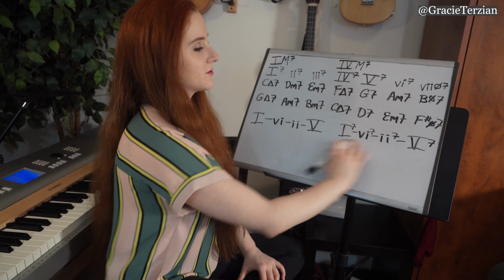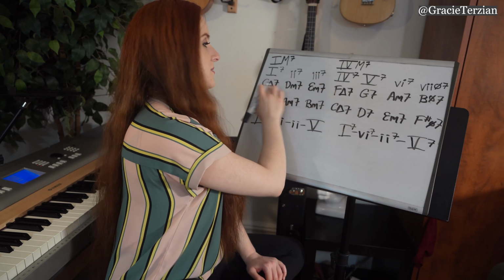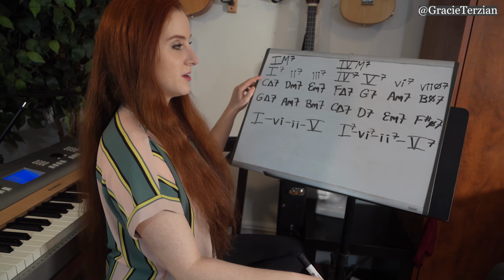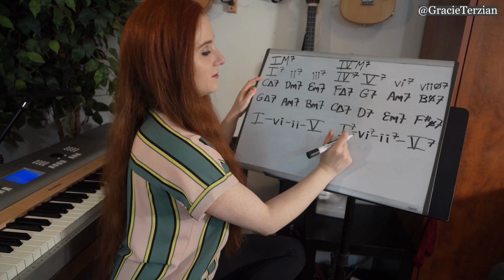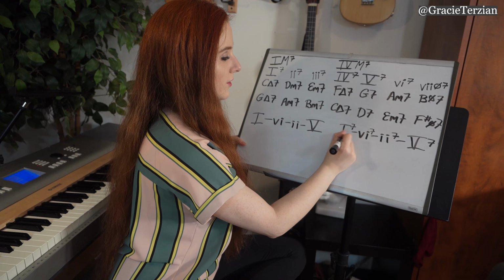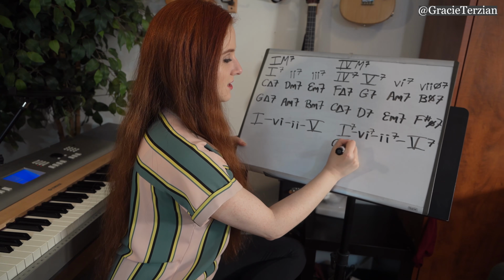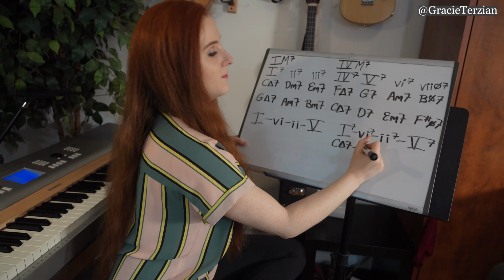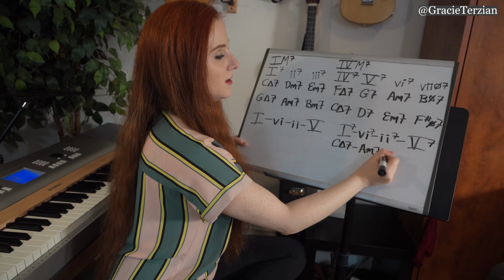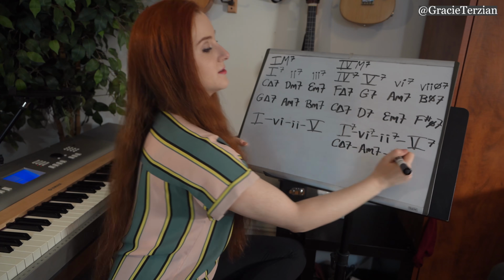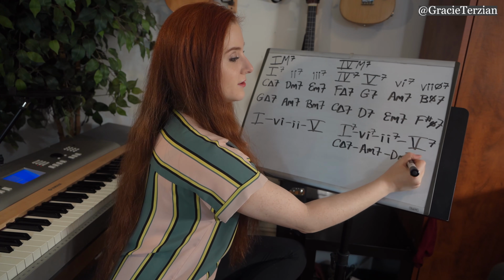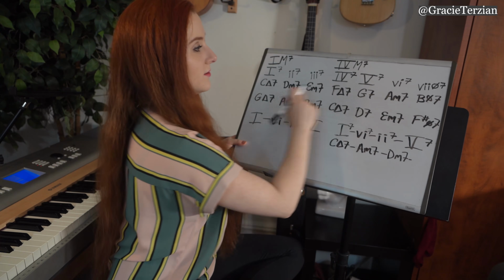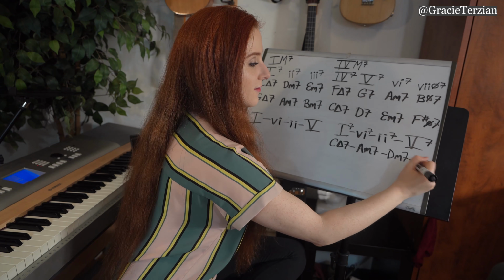So first let's write out this chord progression in the key of C major. So we're going to be looking at these chords up here because we're in C major. All right, so the first is the 1 chord as a major 7th chord, so C major 7. Then the 6th chord is A minor 7. Then the 2nd chord is D minor 7. And then the 5th chord is G dominant 7.